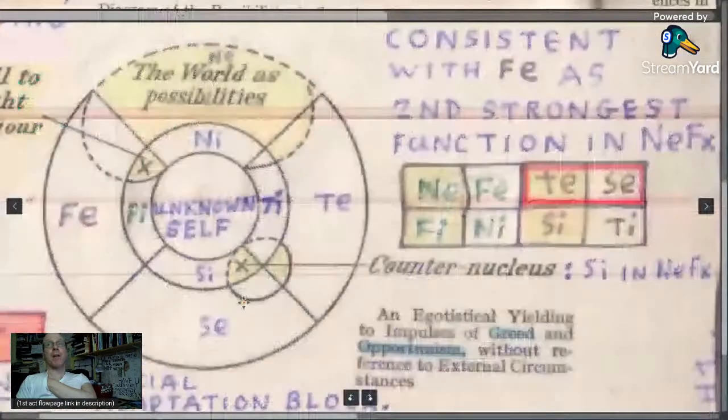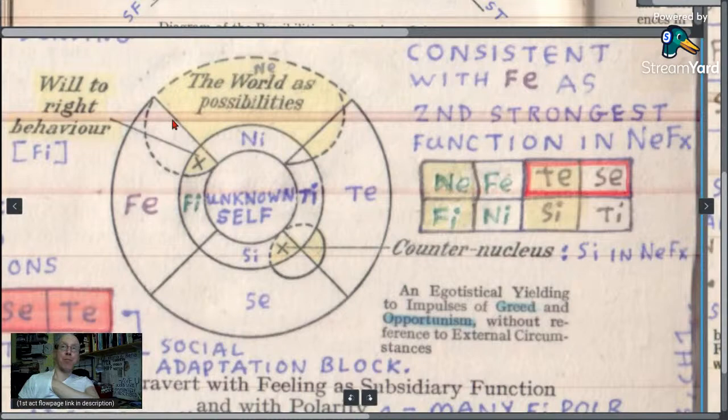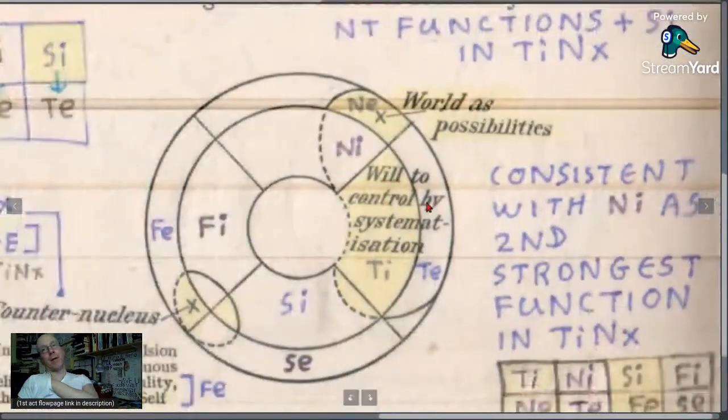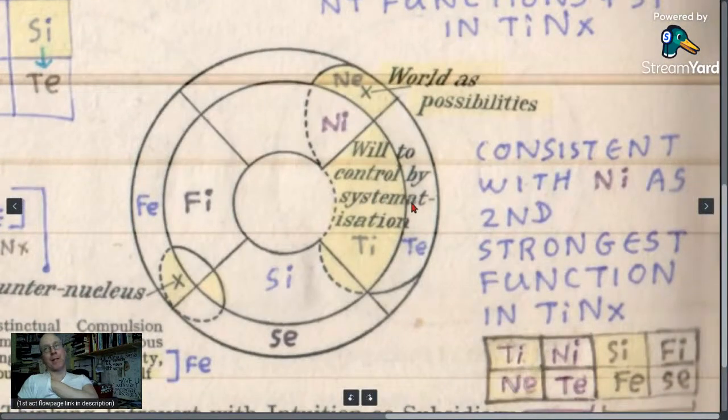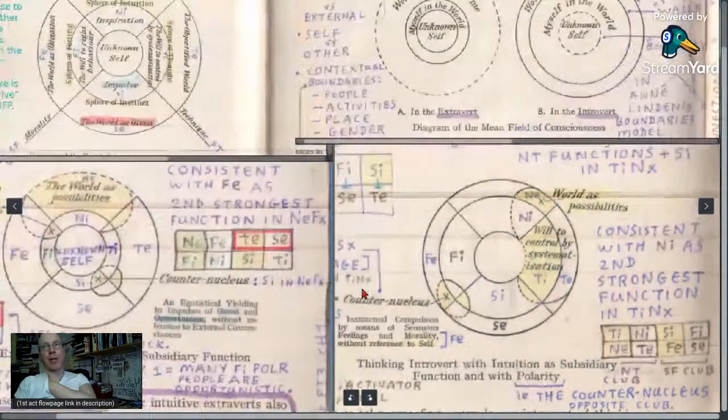So, anyway, this is ENFP, but the idea is, in order to get this right for ENTP, you have to move all of that over mentally. The big sausage would be there, like NE, NI, and TI, and then the counter nucleus would be over here. But this is for INTP. So for ENTP, imagine that's bigger and that's bigger, and that's smaller, that's smaller. And then you've got an SF counter nucleus. I call it the counter club, just to make it easy and build on ideas.